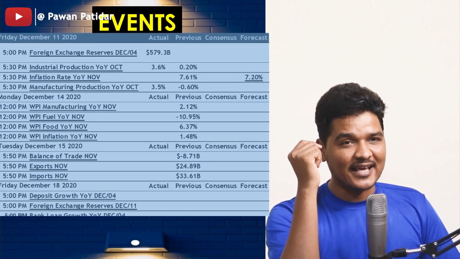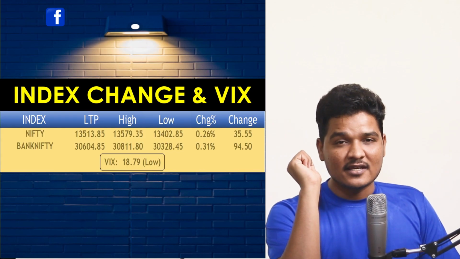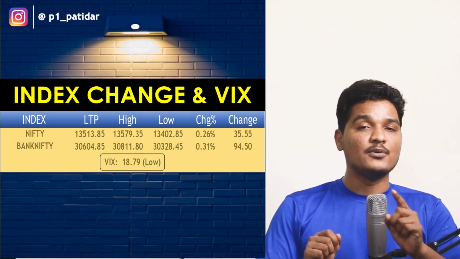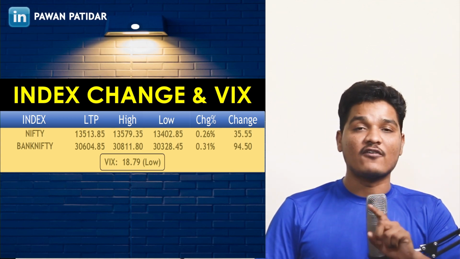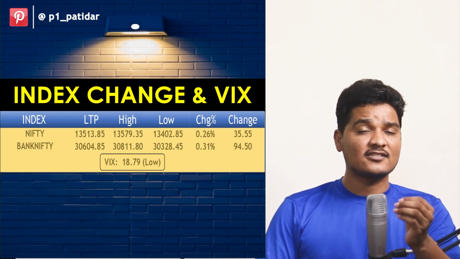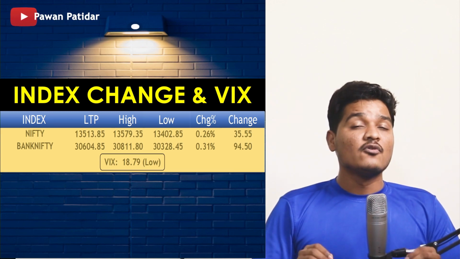Now let's move to the next section and analyze our index change and VIX. If you see here, the VIX is 18.79. If it is below 25, it means the VIX is low. If VIX is low, it means there is not much fear in the market, there is less volatility in the market, and people are expecting a usual move from the Nifty.